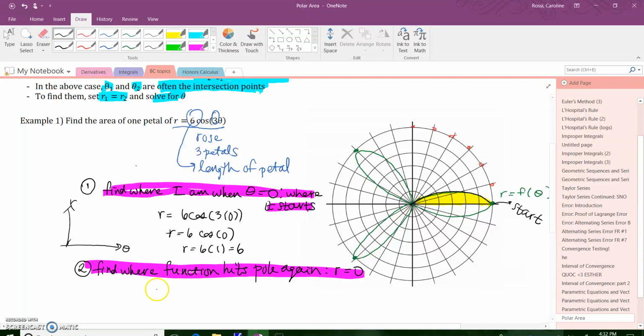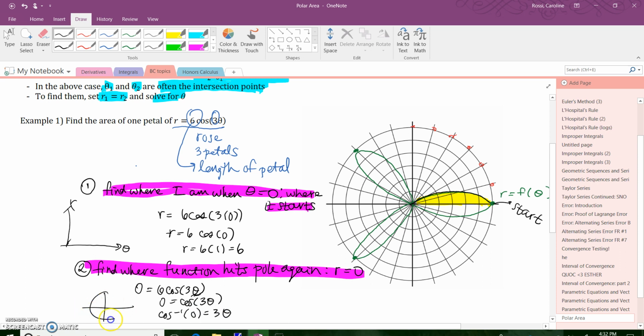I'm going to take my function, 6 cosine of 3 theta, and I'm going to replace r with 0. And let's just solve for theta here. So if you divide by 6, you have cosine of 3 theta. I need to get rid of theta, so do cosine inverse of 0 equals 3 theta.